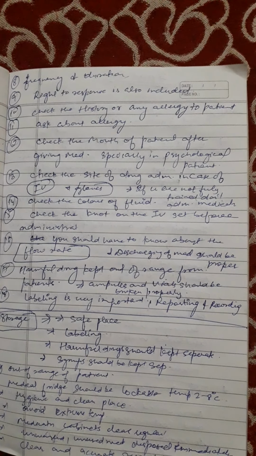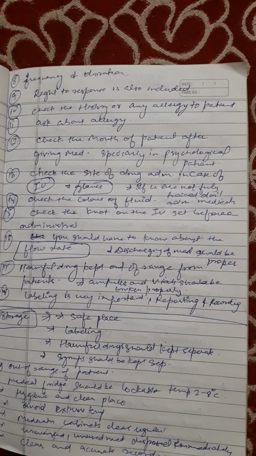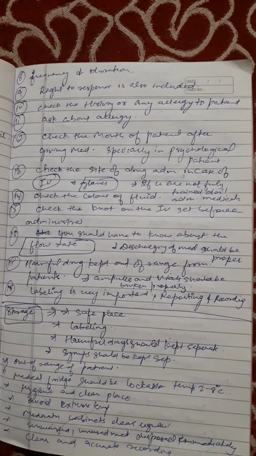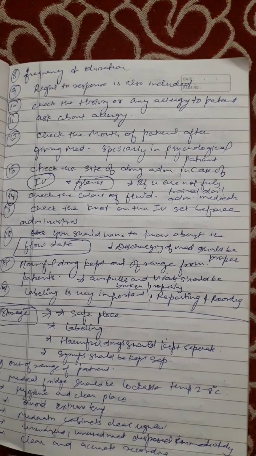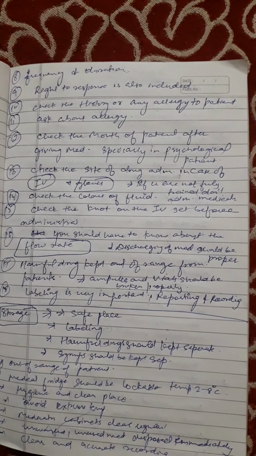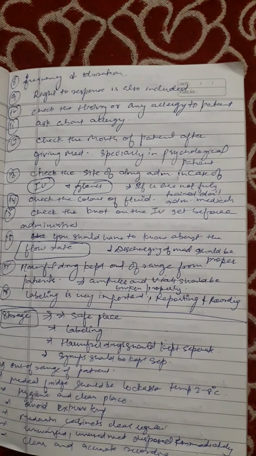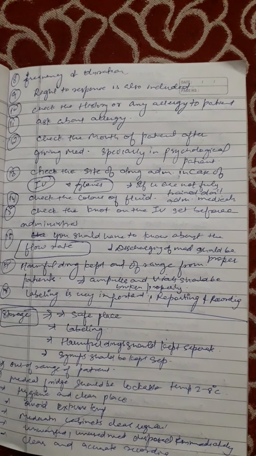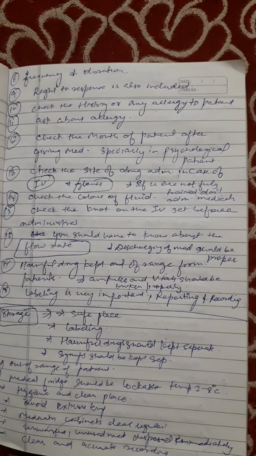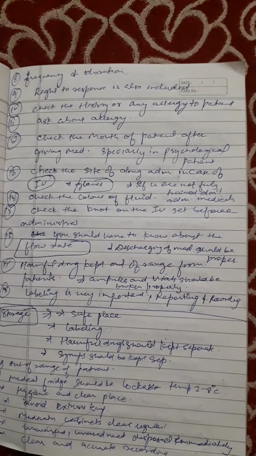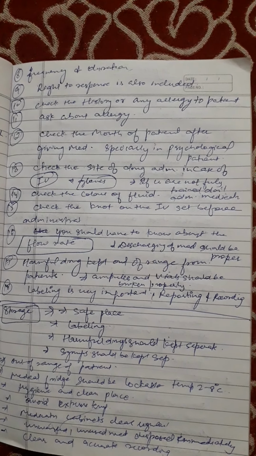Then check the color of the fluid, the color of the medication, especially in syrups. Then check the label on the IV set before administration, and check the flow rate. You have to know at which flow rate you should give the medication in the case of IV. Then disposal of medication should be proper. Harmful drugs are kept aside, and ampoules and vials should be broken properly. And labeling is very important.